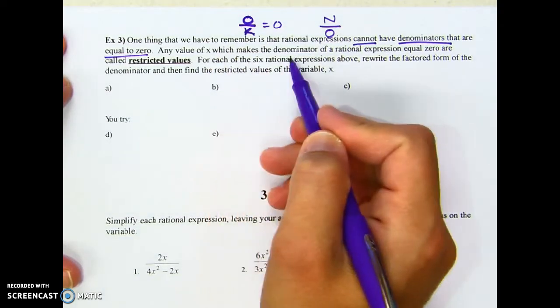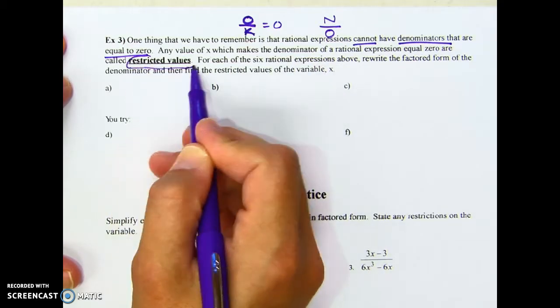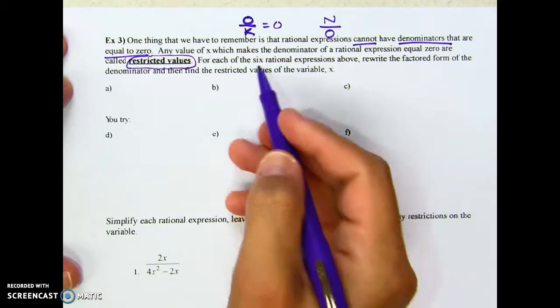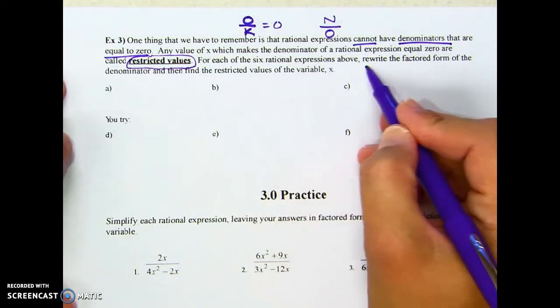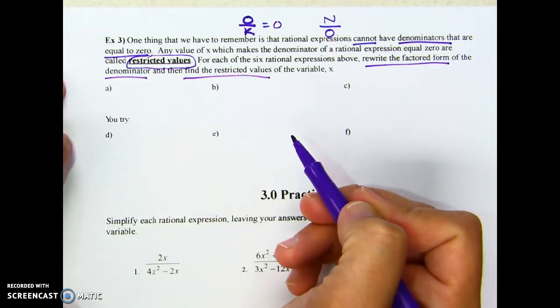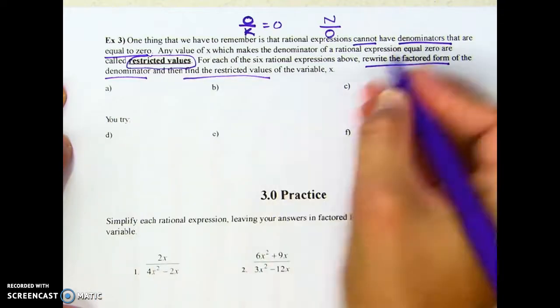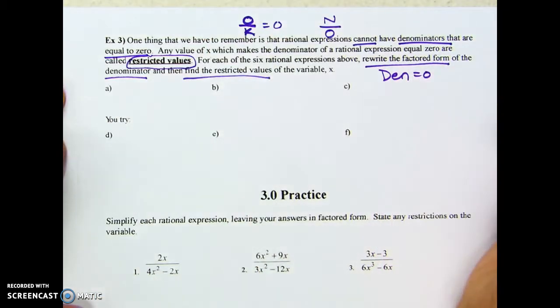Any x value which makes the denominator equal 0 is called a restricted value. Say restricted values. For each of the 6 rational expressions from the page before, rewrite the factored form of the denominator only, then find the restricted values of x. So we're going to set, ready? What does this all say? We're going to set the denominator equal to 0.